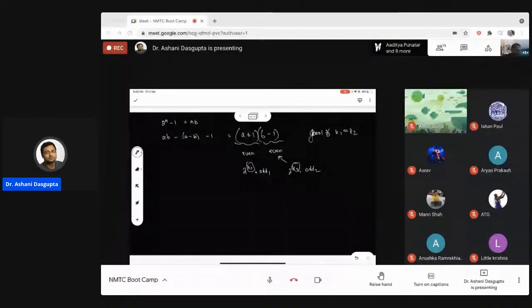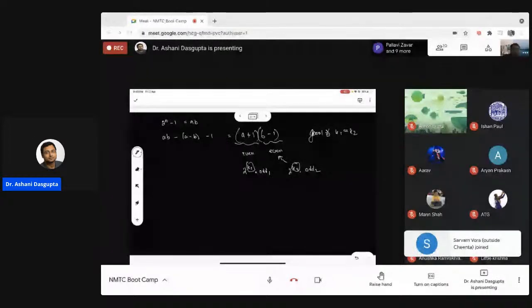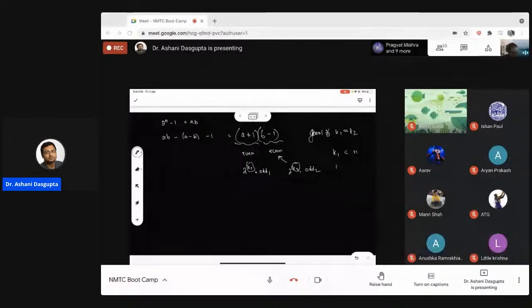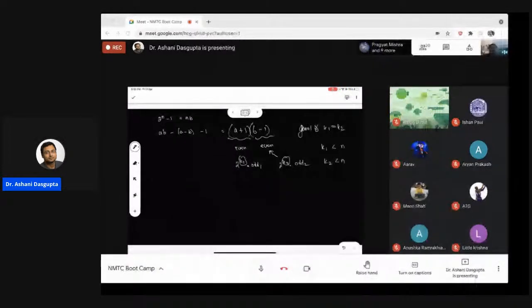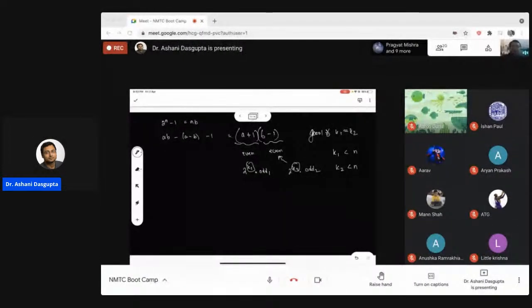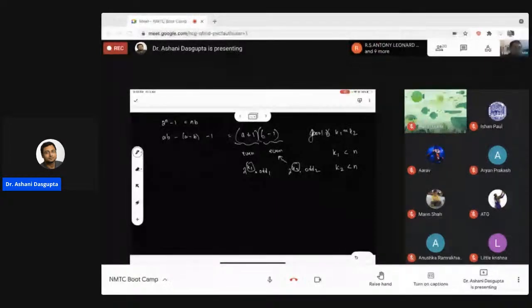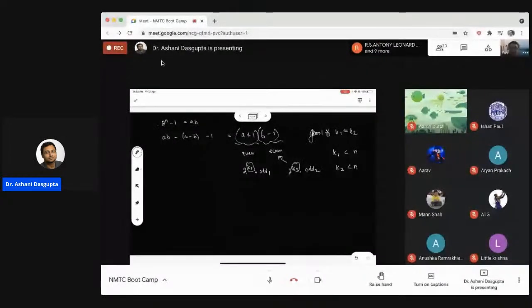Okay, the first question is, can we say that k1 is less than n and k2 is less than n? Is that right? Can we say that? Yes, sir. Okay, how can we say that? How can we say that k1 is less than n and k2 is less than n? Because a plus 1 is less than ab plus 1 and b minus 1 is less than ab plus 1.